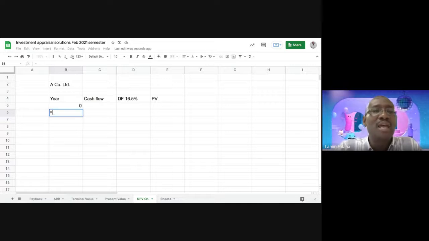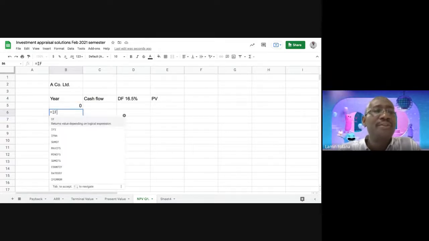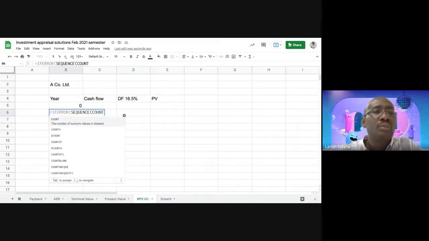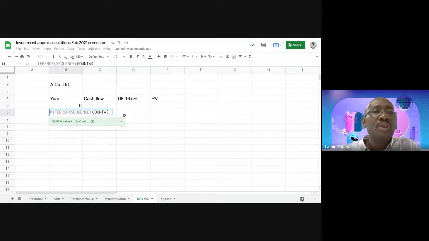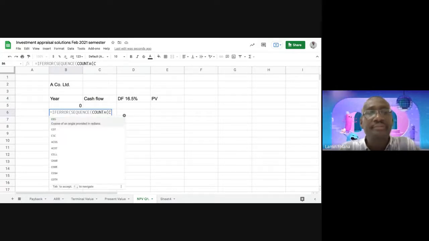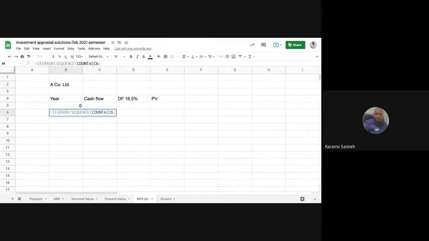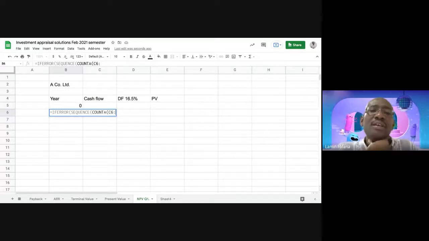Okay, so I'll refresh your mind. I will say equals IFERROR, then SEQUENCE, then COUNTA. This time around, we're going to start from year 1, which will be from C6, isn't it? Is that clear? C6 to where? To put the feature. No, we are going to put the feature into account.